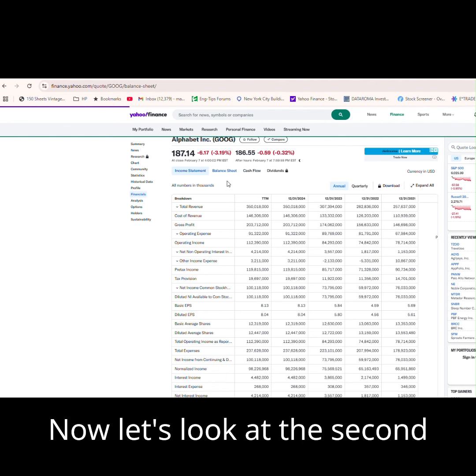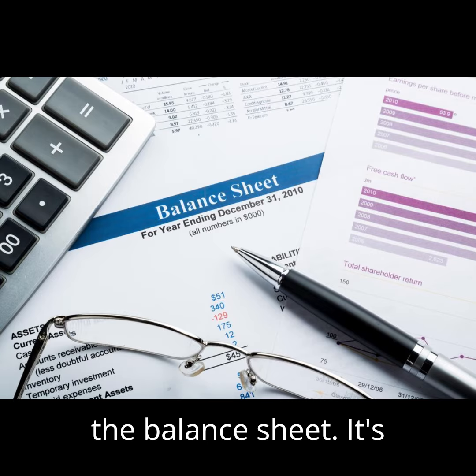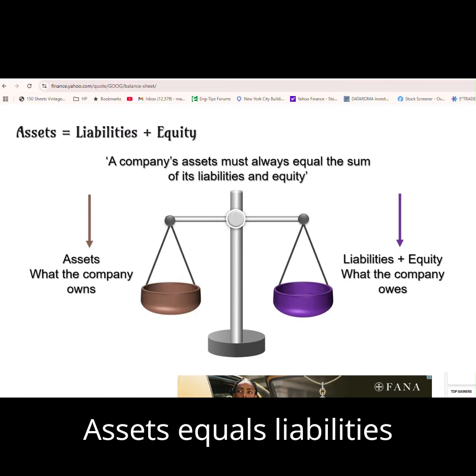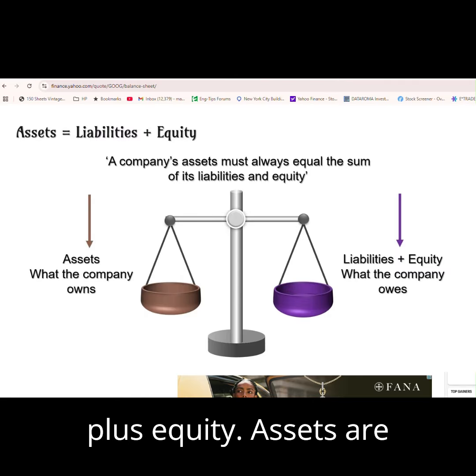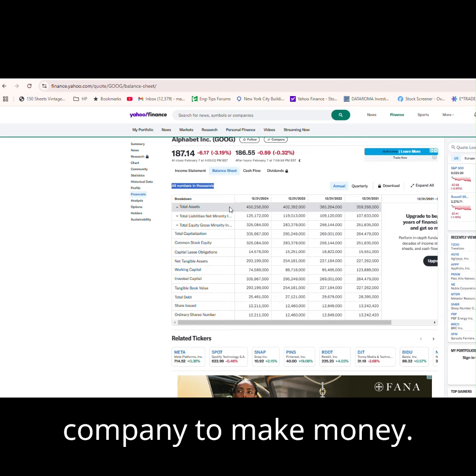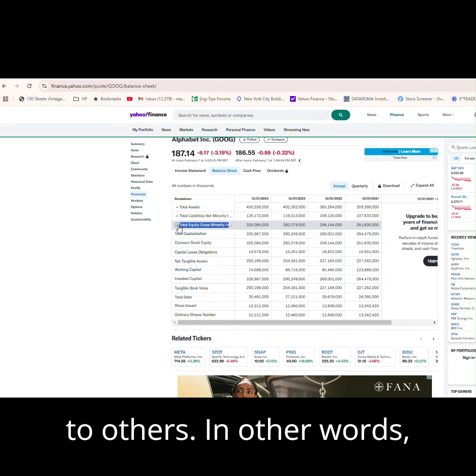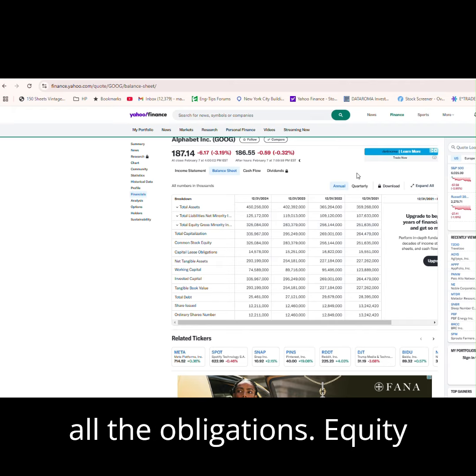Now let's look at the second financial statement, that is the balance sheet. It's called a balance sheet because it relies on the accounting equation: assets equals liabilities plus equity. Assets are what's valuable to the company to make money. Liabilities are the amounts of money that companies owe to others, in other words, all the obligations.